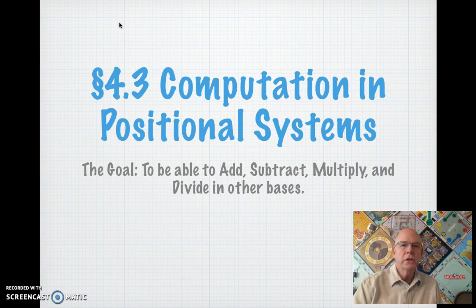Alright guys, we are in section 4.3 now, which is titled Computation in Positional Systems. It's kind of a fancy title for just being able to add, subtract, multiply, and divide in other bases like we've been looking at. And so we just want to be able to do the basic operations within other bases.